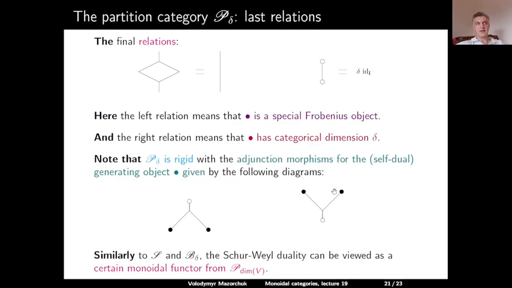Similarly to the cases of the categories curly B and curly S, the Schur-Weyl duality can be understood as a certain monoidal functor from the partition category, where we take as the parameter the dimension of the vector space V involved in this Schur-Weyl duality. So these were the three examples of certain monoidal categories which appear naturally in the context of Schur-Weyl dualities, the classical results in representation theory.